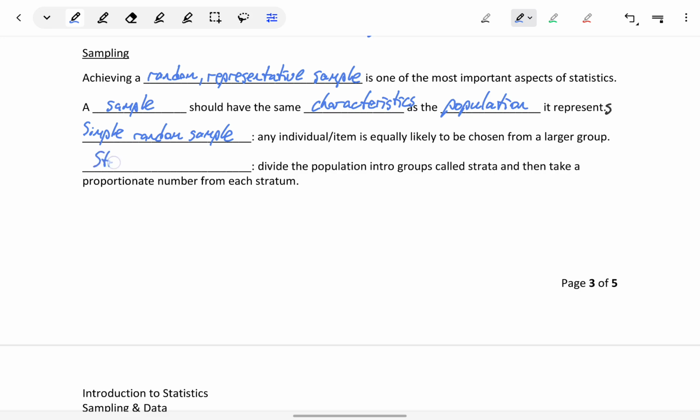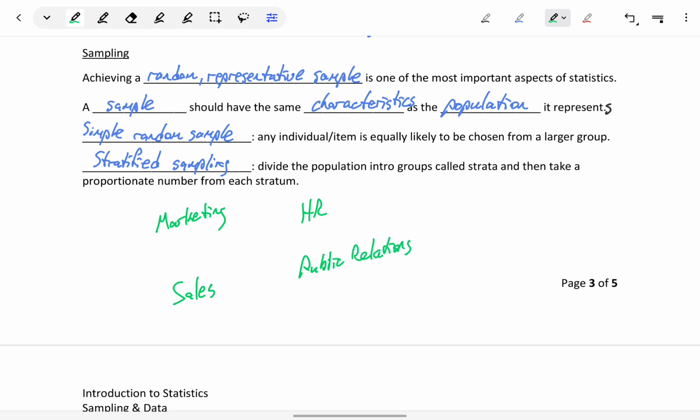We can also use what's referred to as stratified sampling. In stratified sampling, we divide the population into groups called strata and then take a proportionate number from each stratum. We're going to think of this in terms of a business. So in a business, we would have folks probably already naturally divided into different areas: marketing, sales, HR, public relations, and so on, whatever groups we could come up with.